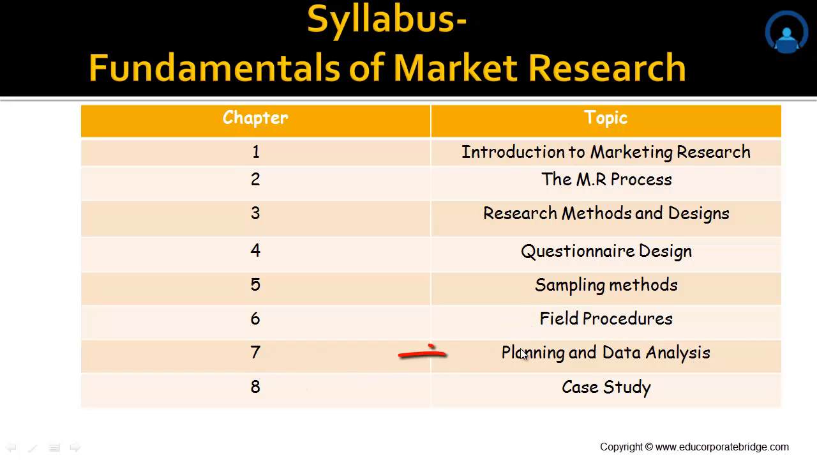Chapter number 7 is planning and data analysis. Now this is mainly going to involve your hypothesis, which can be a null hypothesis or an alternate hypothesis. So how do you build upon a hypothesis? How do you accept or reject the null hypothesis is going to be dealt with in this chapter.